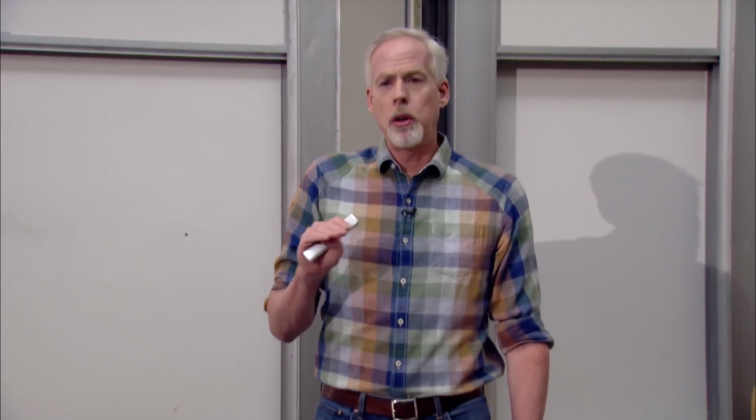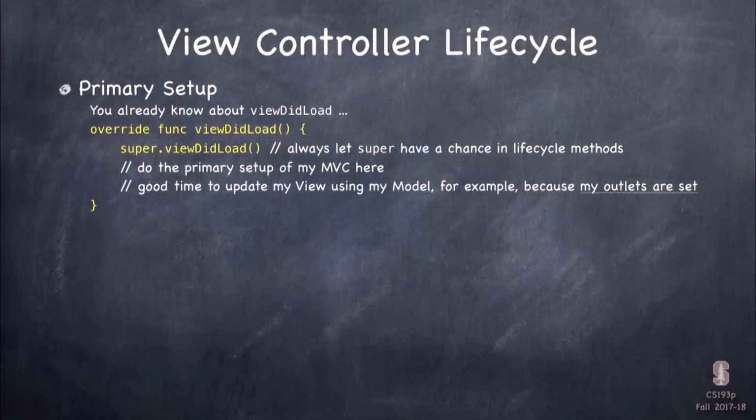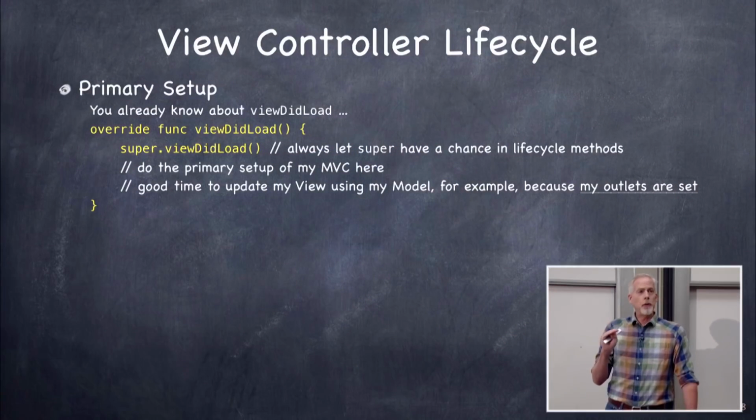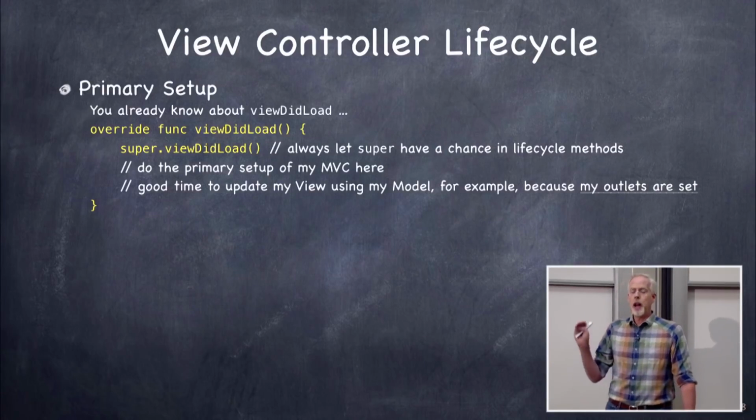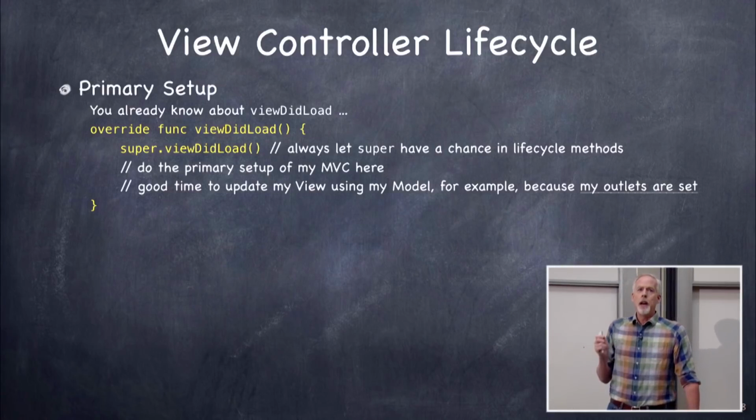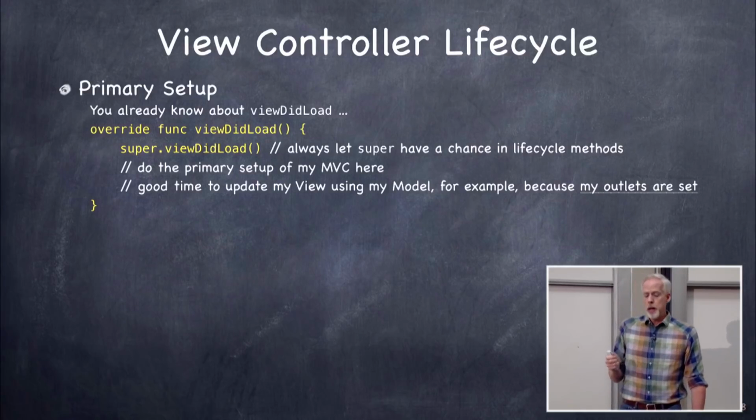All right, so let's talk about all the methods that get sent to your view controller when all these things happen. Now, you already know the first one, view did load. I mentioned it in your homework. It's a really powerful place to do initialization because you're already prepared and all your outlets are set. So now you really can go to town.